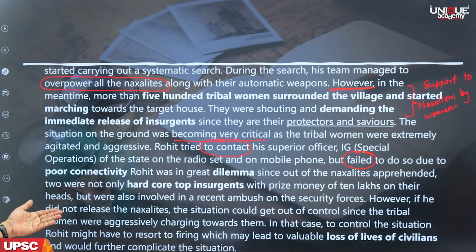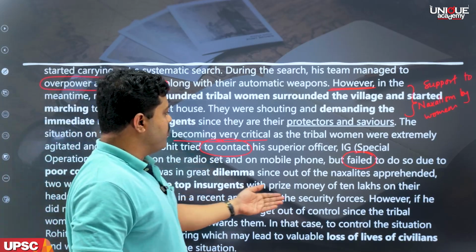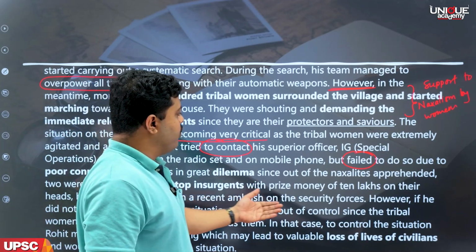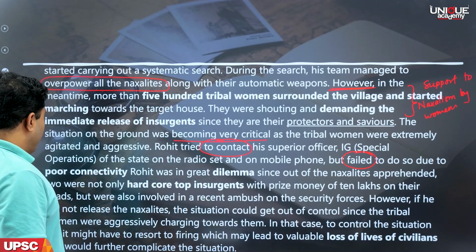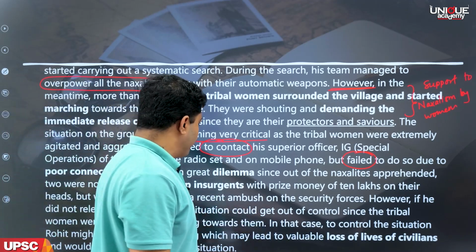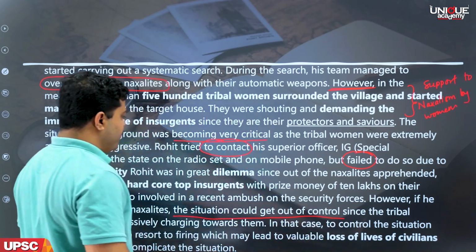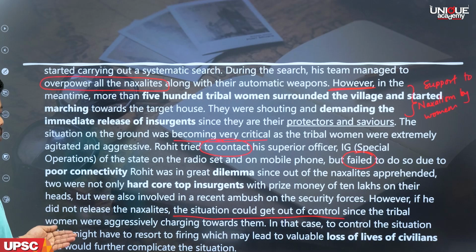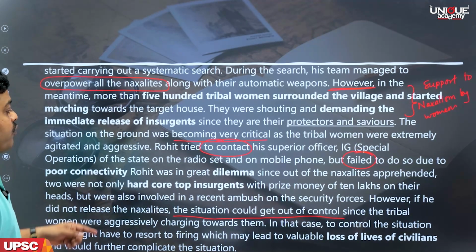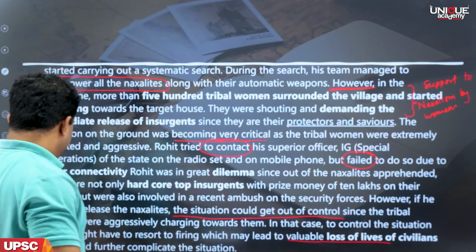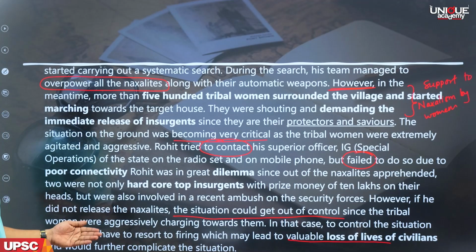Rohit was in great dilemma since out of the Naxalites apprehended, 2 were not only hardcore top insurgents with prize money of 10 lakhs on their heads, but were also involved in a recent ambush on the security forces. However, if he did not release the Naxalites, the situation could get out of control. So what is the demand? Release them, otherwise it will go out of control. Since the women were aggressive and charging towards them, to control the situation, Rohit might have to resort to firing, which may lead to loss of life. So the dilemma becomes clear here. It would further complicate the situation.